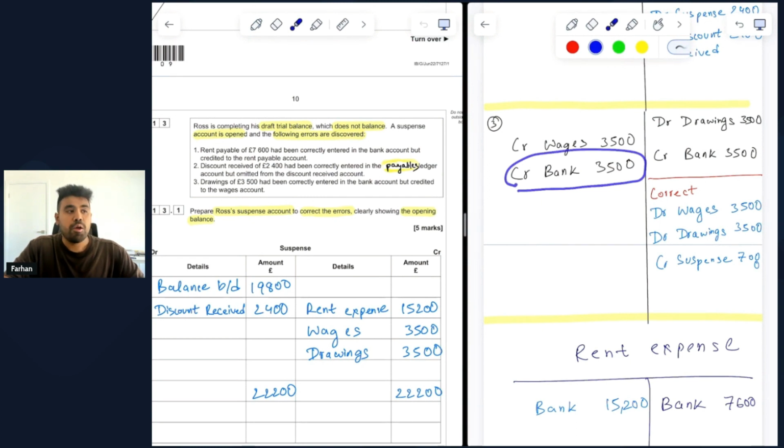But they have also done something else, which was crediting the wages account by £3,500. And that is also what they have done. Credited wages by £3,500. Okay.